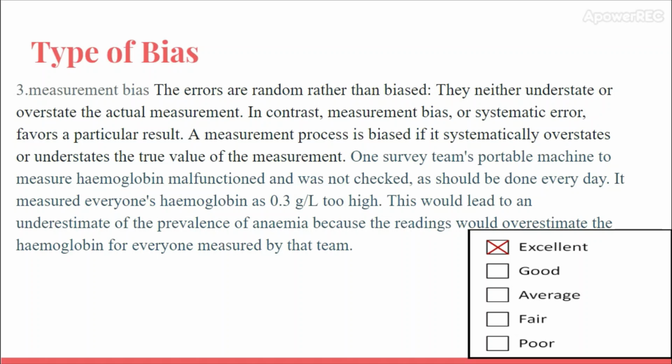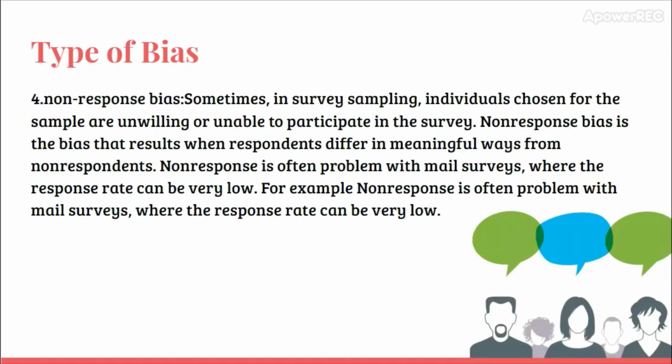So this is what we call measurement bias. You focus on one group and then you choose special people in that group. So this is what in our math we call measurement bias. And the fourth bias we're going to talk about is non-reasonable bias.